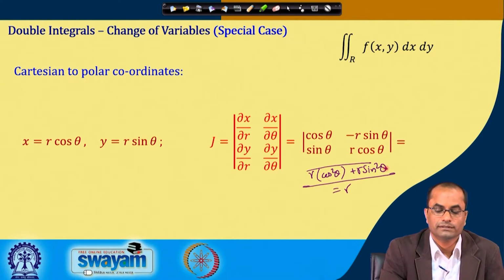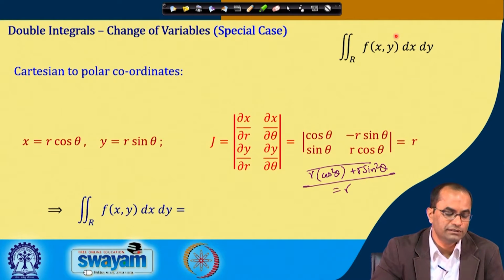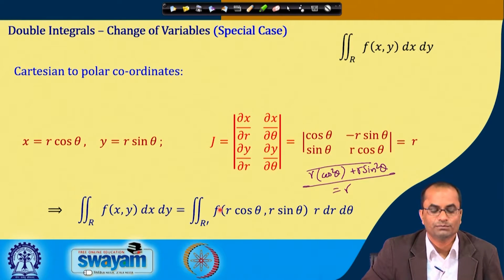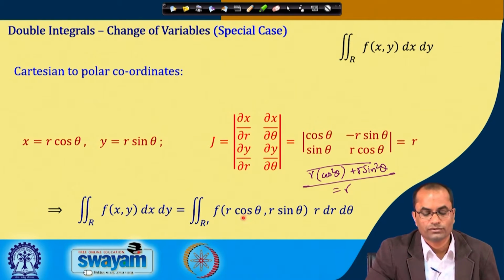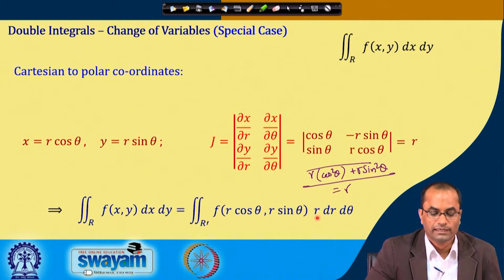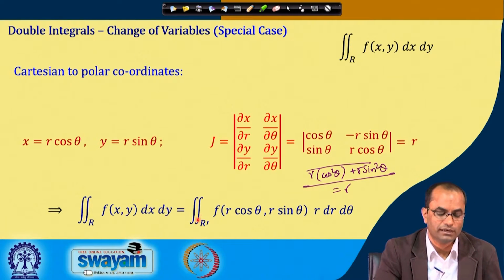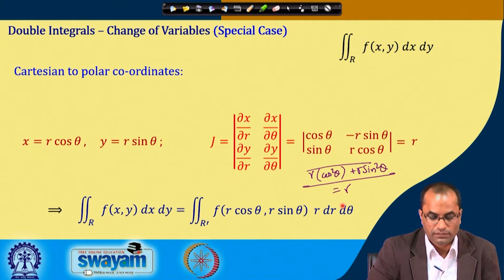So, we have this determinant value as r, and now we can change this integral which was given in Cartesian coordinates to polar coordinates, which we have already discussed in the previous lecture. We substitute for x and y as r cos theta, r sin theta, and then dx dy will become r dr d theta, and this region R prime will be described in terms of the polar coordinates r and theta.